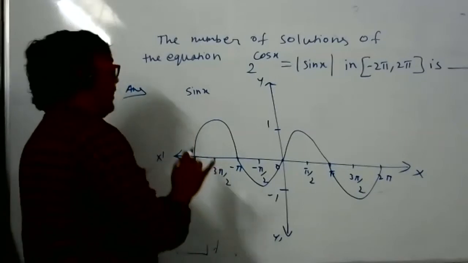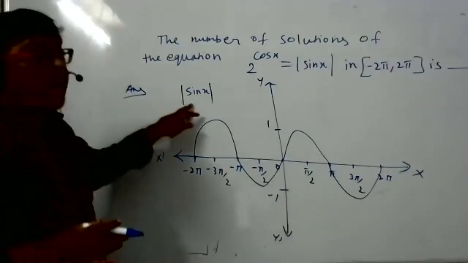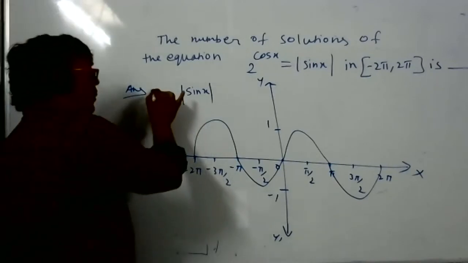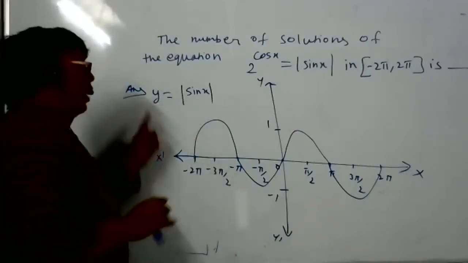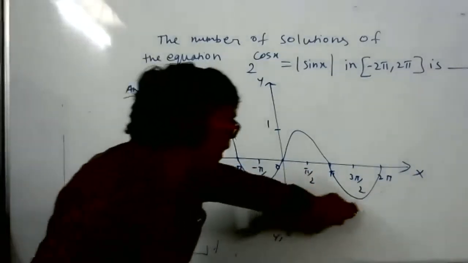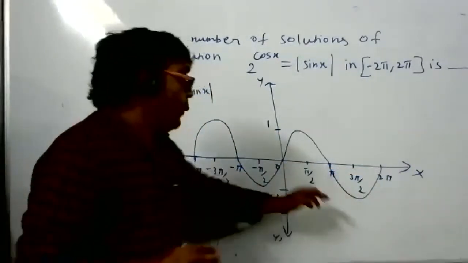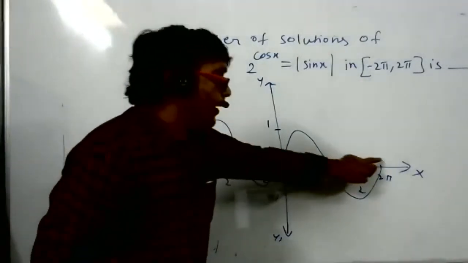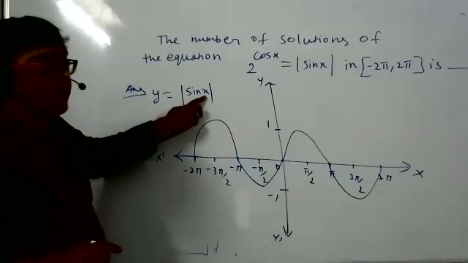We want not sin x, but mod sin x. Students, all of you know about the modulus function, the absolute value function. Mod sin x will be negative or always positive? Always positive. So y is equal to mod sin x. Now the y value will always be positive. But you see here, from pi to 2 pi, what is y becoming? Negative. So what happens when in mod sin x you put the value from pi to 2 pi? Suppose you put 3 pi by 2. What will you get? Sin 3 pi by 2, how much?